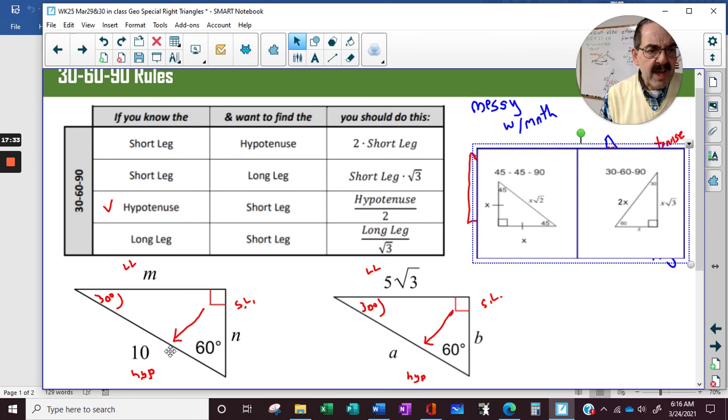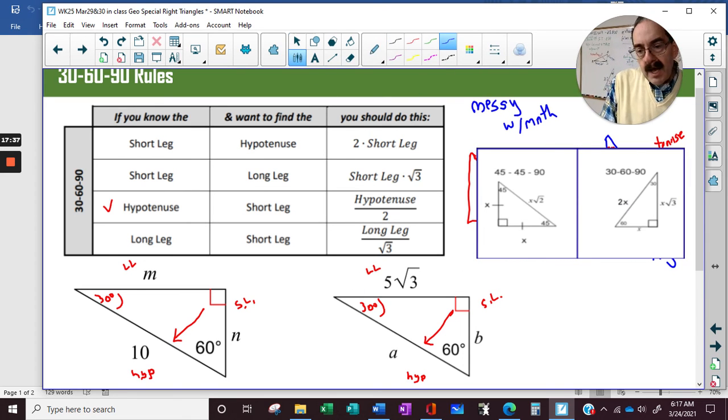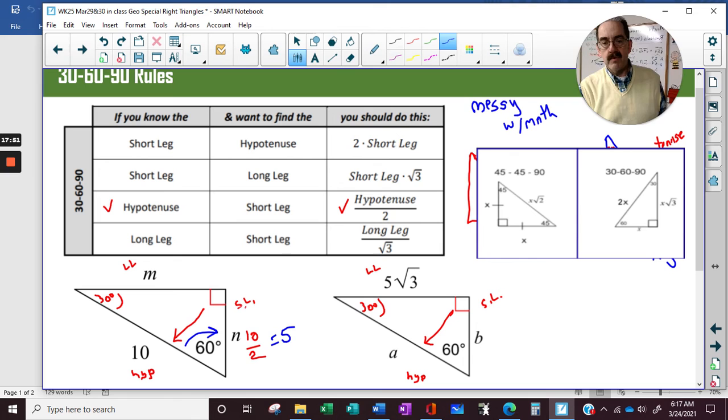So, if I have the hypotenuse, I'm going to cut it in half. That's right. I got to cut that in half. Just divide by 2. 10 over 2 gives me a 5. Cool. Well, now I got to go to the long leg. I have the short leg. Got to go to a long leg. Just multiply by radical 3. 5 times radical 3.